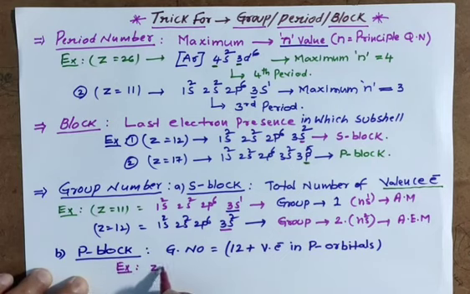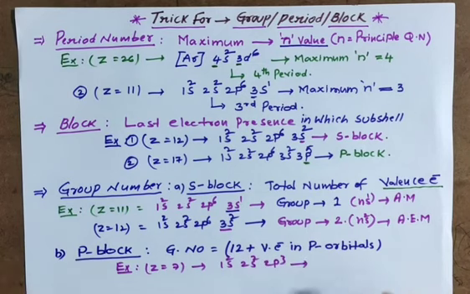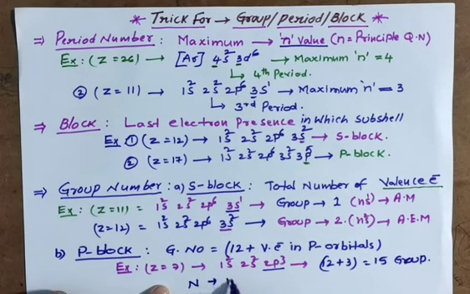Go here, I am taking an example. For that, atomic number 7 I took: 1s2, 2s2, 2p3. See here, 12 plus p electrons. How many p electrons are there? 3. That is the valence p electrons. So 12 plus 3 equals 15. So it is a 15th group element. You know very well, nitrogen. Nitrogen belongs to group 15.